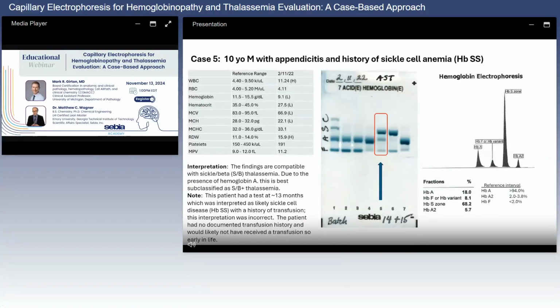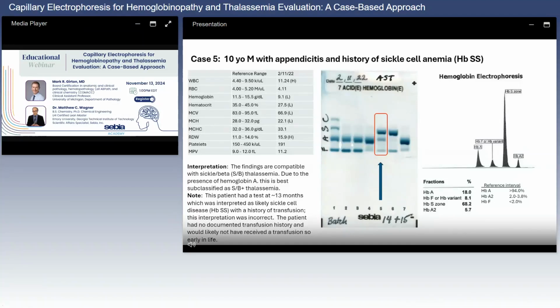So the interpretation in this case, given this odd constellation of findings, including the microcytosis, is the findings are compatible with a sickle/beta thalassemia due to the presence of hemoglobin A with no history of transfusion. So this would be best subclassified as a hemoglobin S beta plus thalassemia. Beta plus denoting that this thalassemia does result in some hemoglobin A production, just not the normal amount.